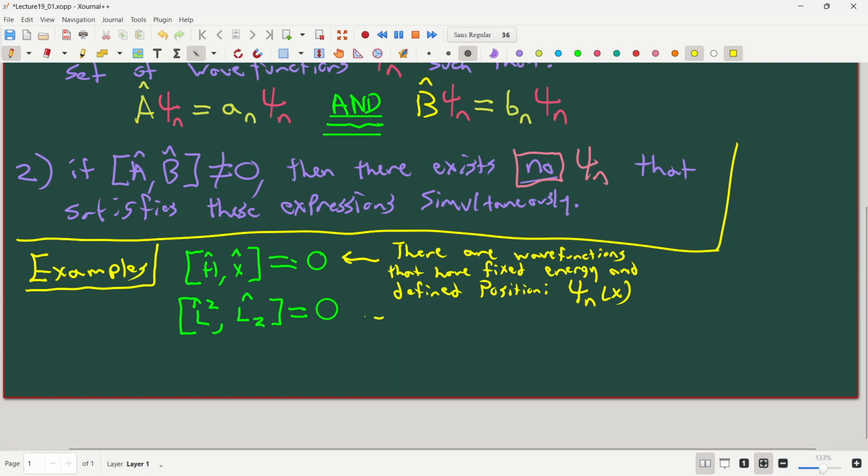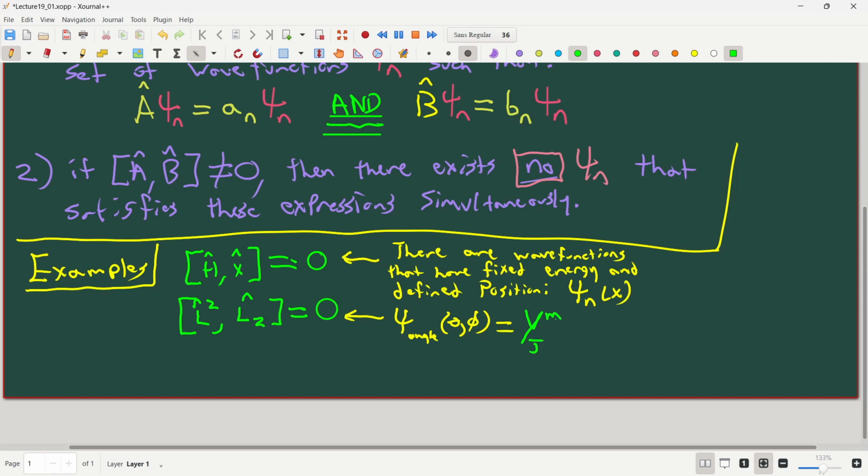Right? Wave functions, so psi here for angle theta phi, are equal to our spherical harmonics, where j is the L squared quantum number and m is the LZ quantum number. Right, so these functions are encoded directly with the information from both of these operators. They tell us something about the direction and the magnitude.